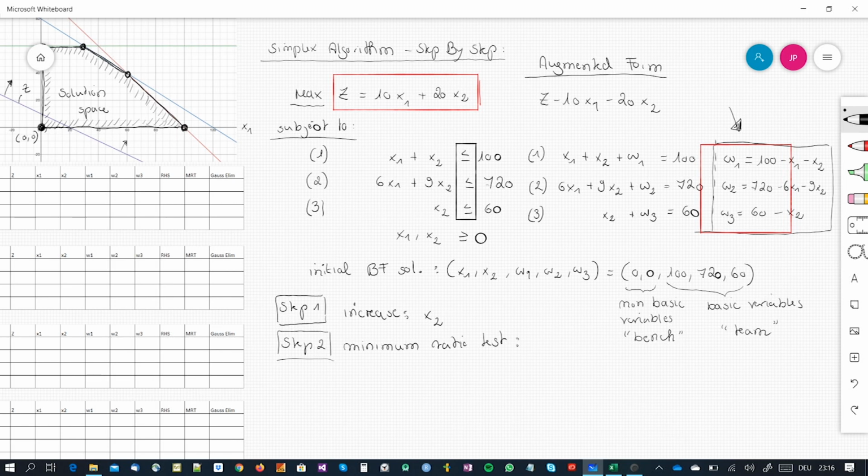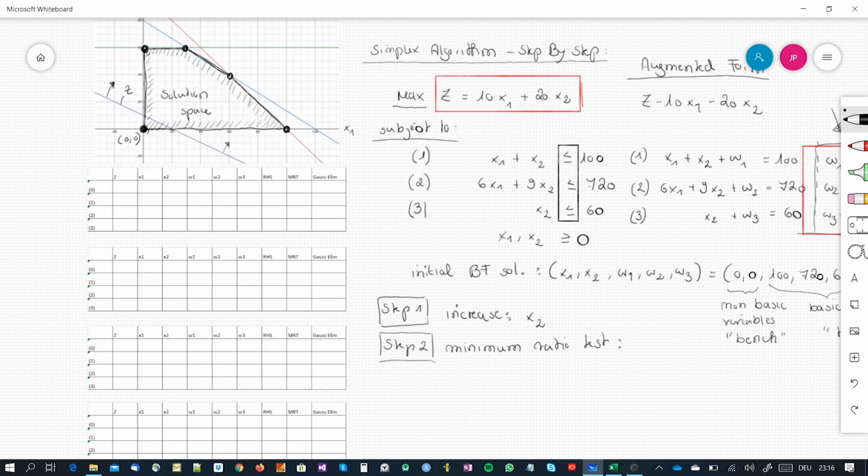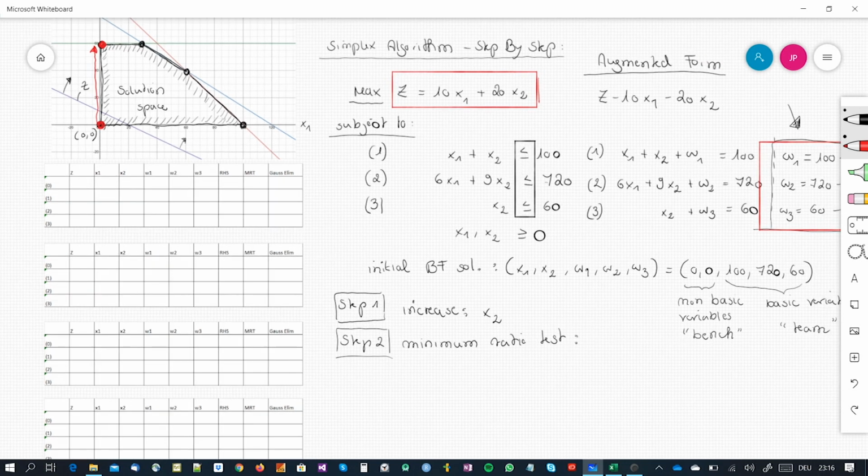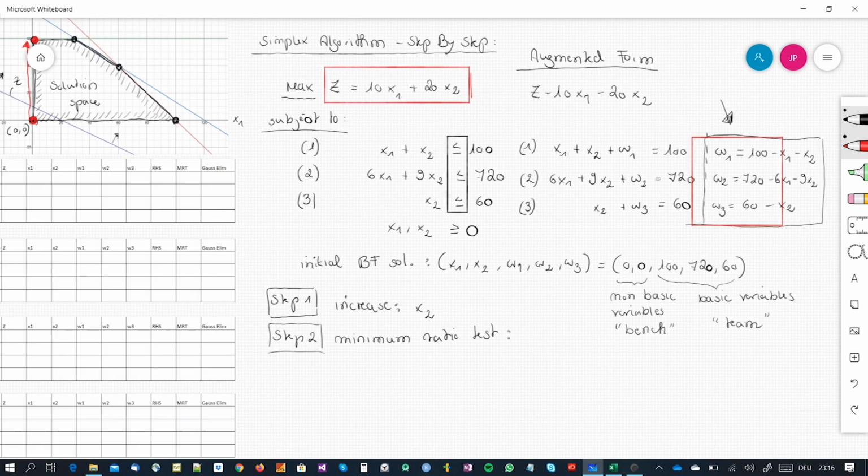If we look at our graphical solution, we can also see what happens. So we start from the initial basic feasible solution, and we have decided to increase x2 until it is limited by one of our constraints. And in this case, this is our third constraint that is limiting. We can also see this, as I said, from the slack variables.